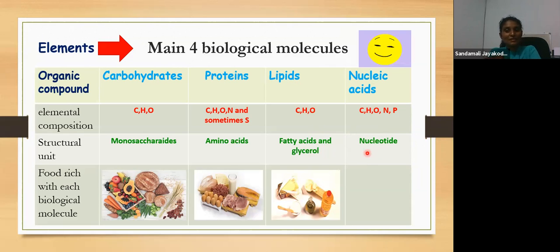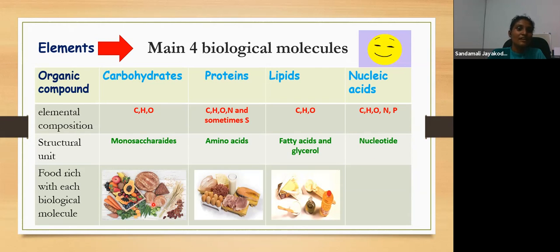We are discussing these things further later, but here I am just mentioning the structural units of these things. If we want to take carbohydrate in, we have to eat foods like different starchy foods, yams, potatoes, and also different fruits and rice.